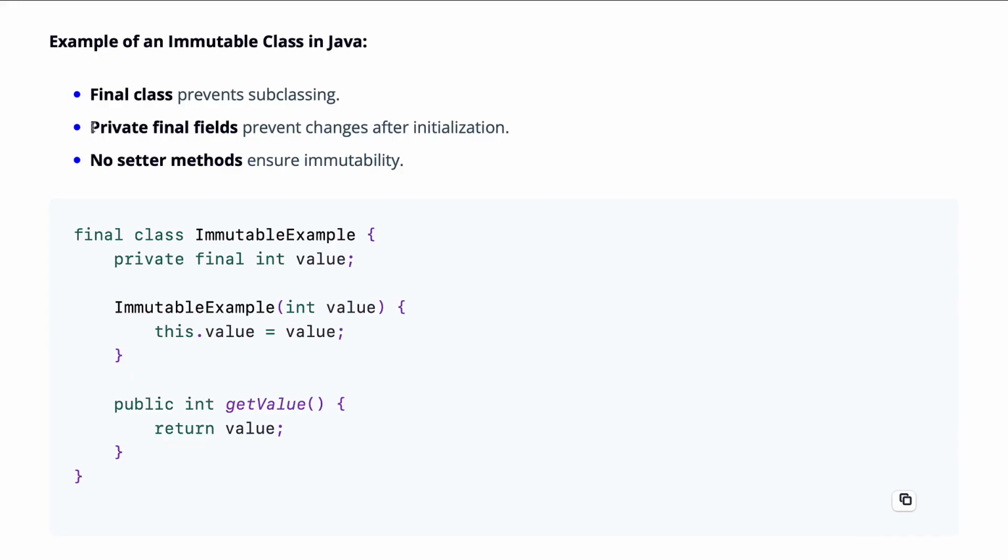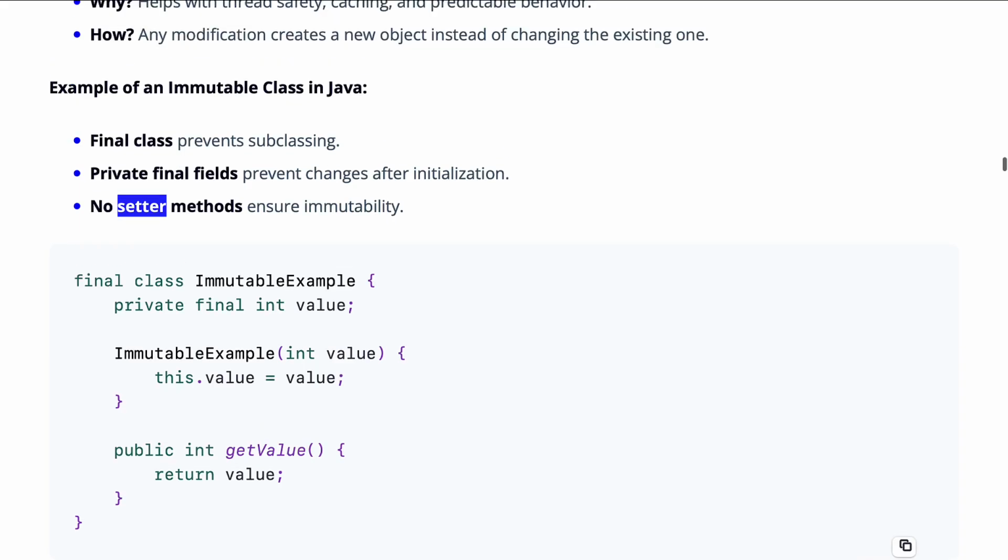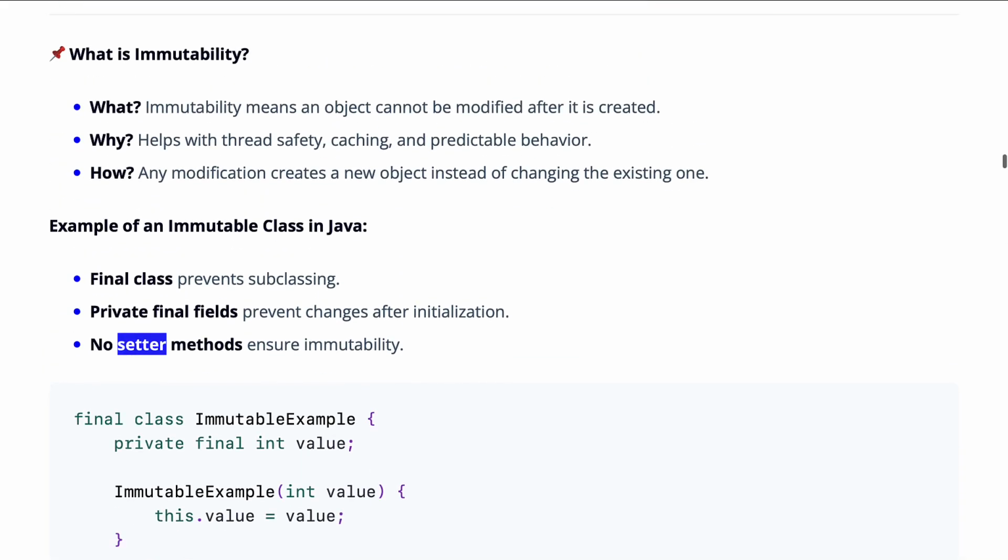And the next thing is to make the fields private final. This means that there would not be any changes after initialization. So the value in here is private final, and therefore this value would not change after initialization. You set the value in the constructor, and after that it cannot change. The last thing we would do is to have no setter methods. Since this is a final int, we cannot have a setter method to modify the value. So this is how you can implement a simple immutable class.